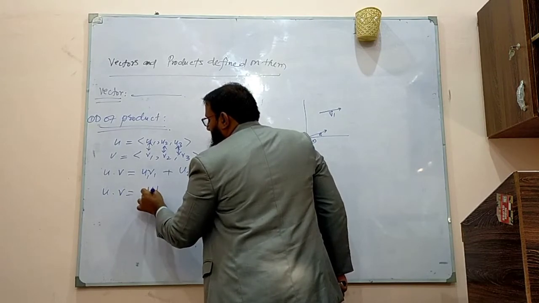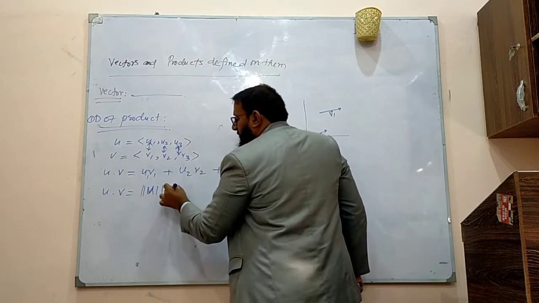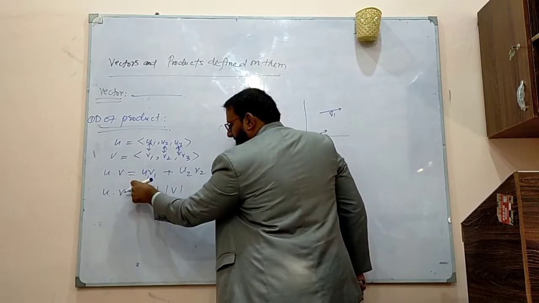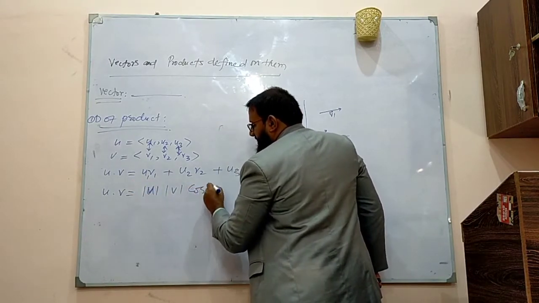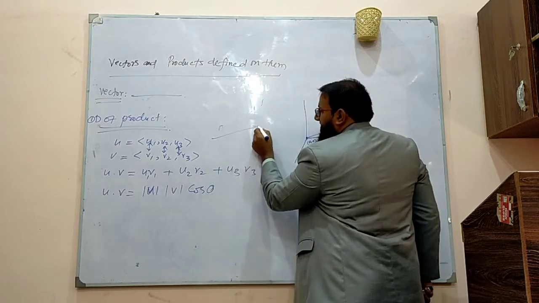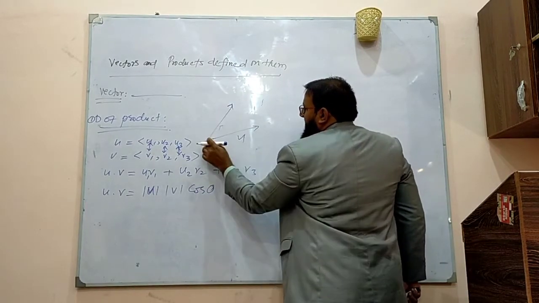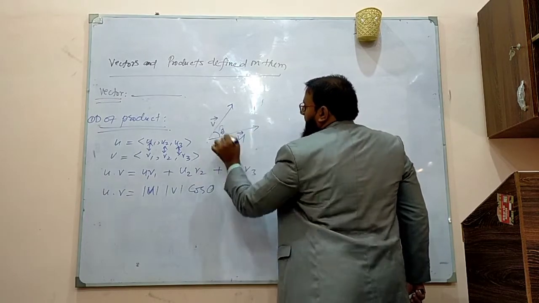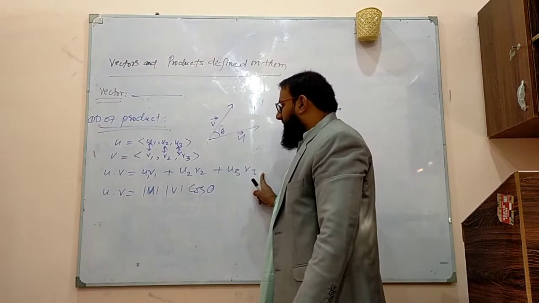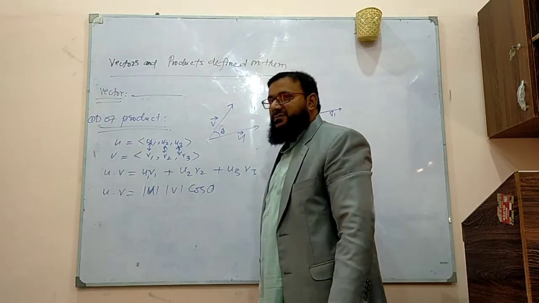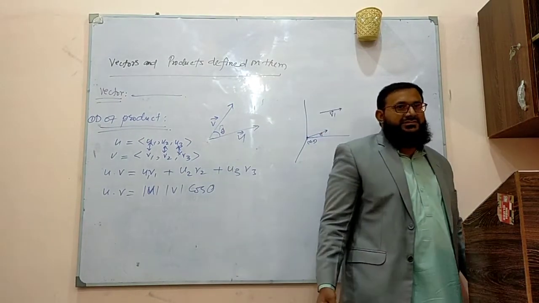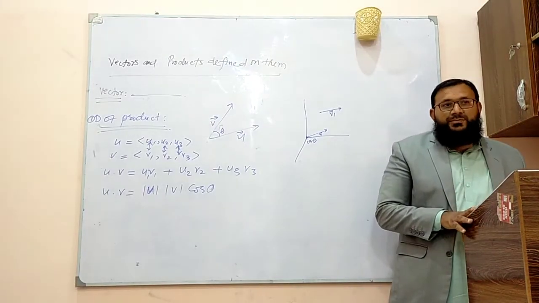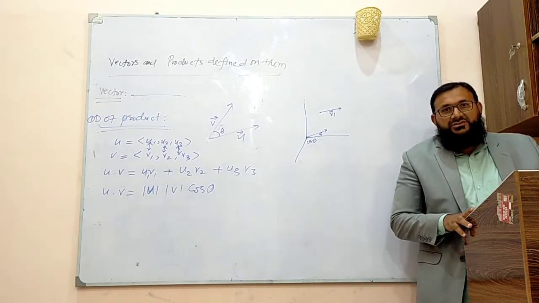Or we can define it in this sense: magnitude of u, or norm of u, times norm of v, times cos theta. Means this is vector u, this is vector v, and there is some sort of angle between them. Then we can define their dot product in this way or in this way. But the question is, why two ways? It means what way we are going to apply when we are dealing with calculations.